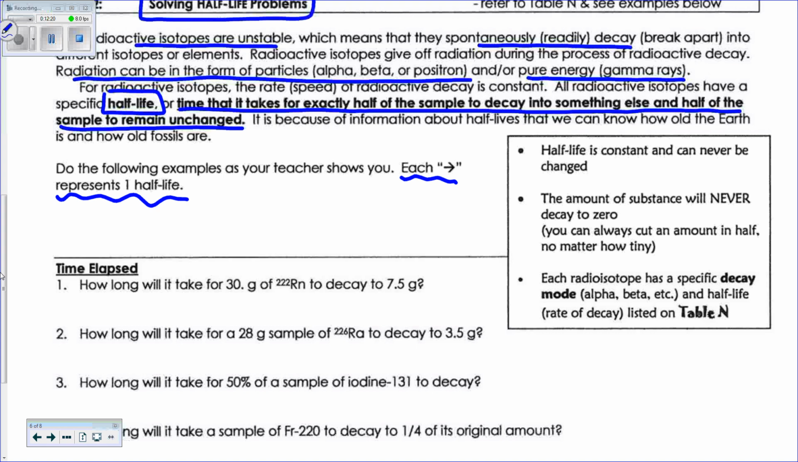So half-life is constant and can never be changed. That's important. The amount of a substance will never decay to zero. I can always cut an amount in half, no matter how tiny, so that's important. And each isotope has a specific decay mode, alpha, beta, etc., and half-life, which I find on Table N, so that's important. So hopefully you have a Table N right next to you and a calculator, and let's go through a couple problems.